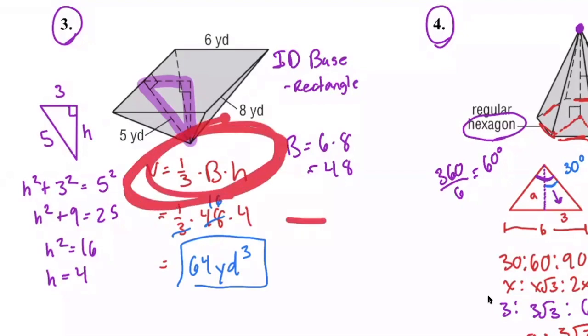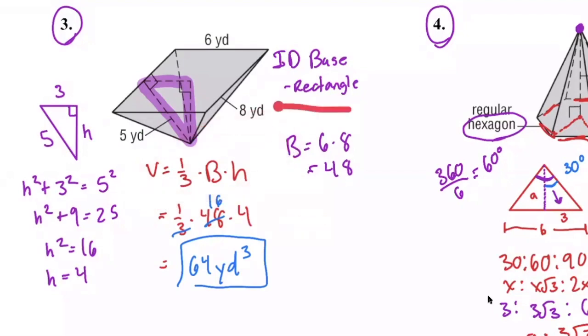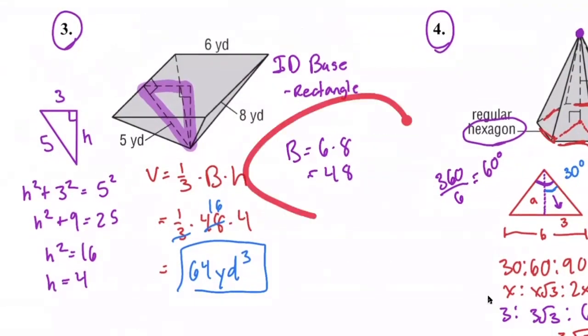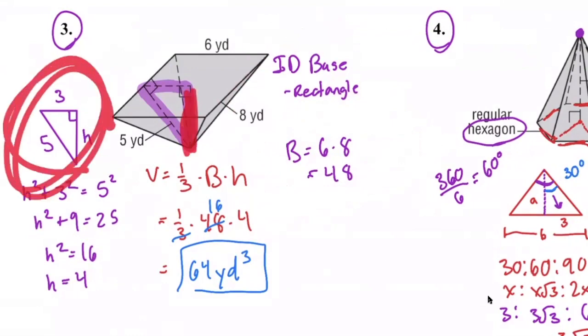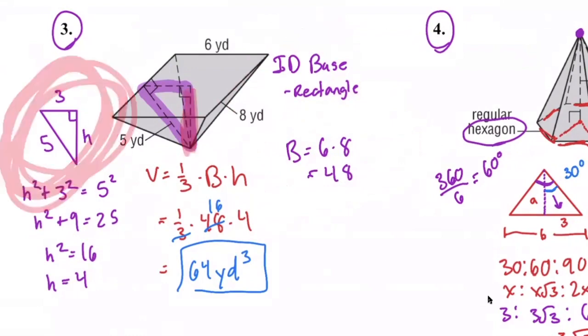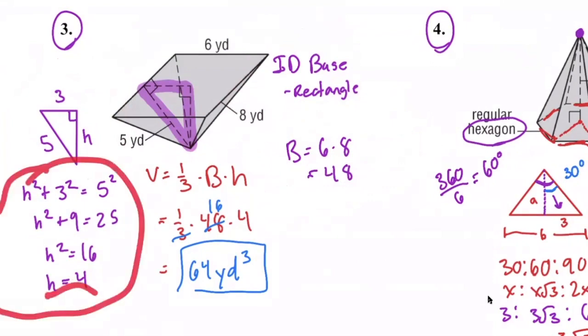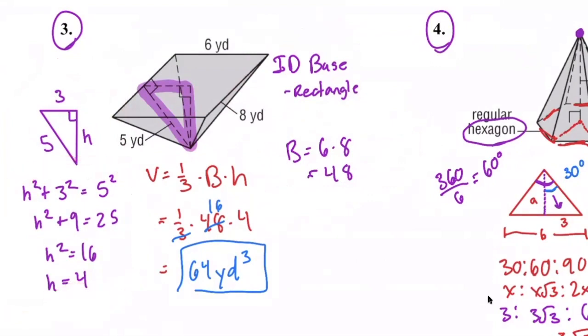Okay, 1/3 base area times height. The formula. The base is a rectangle. You already know the base area, which is 6 times 8, so that's 48. And then the key part to getting your height, this height right here, you need to use the Pythagorean Theorem. So you take that triangle from the inside and you solve for h. Okay, Pythagorean Theorem, h equals 4, and you plug everything in. Okay, yay.